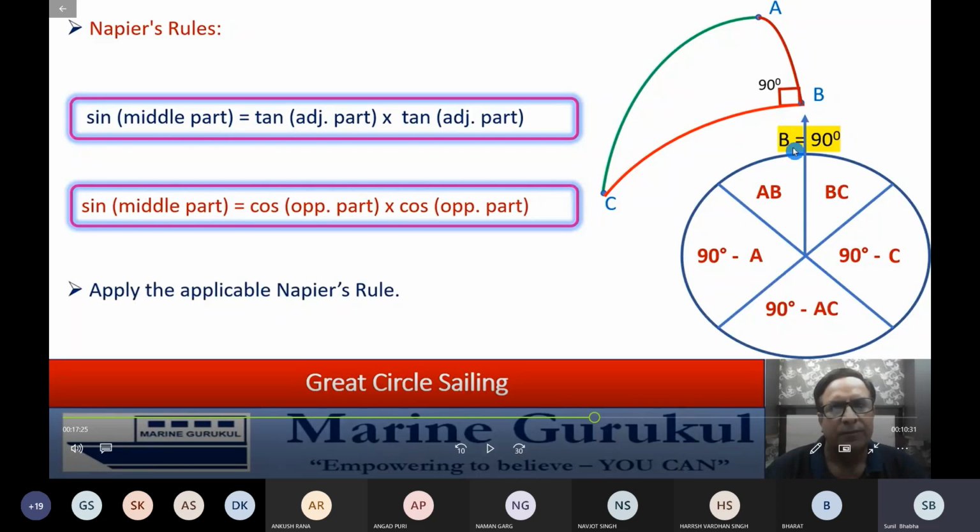So is this clear, beta? Yes, sir. Okay, very good. So you should know how to fill up the circular diagram or the cartwheel. You should know these two formulas, tangent adjacent, cos opposite, and you should know that if we know any two things other than the 90 degree part, we can apply Napier rule and find out anything else. So let us see further now.